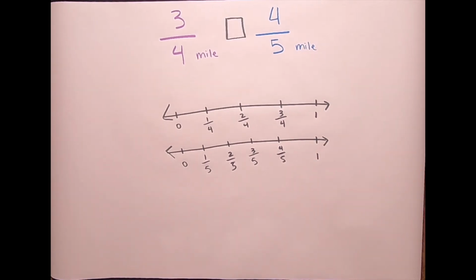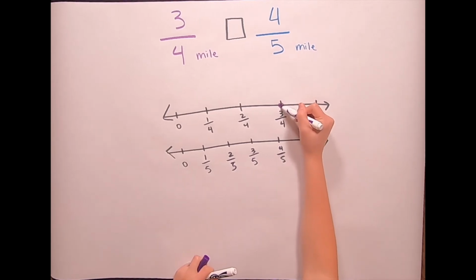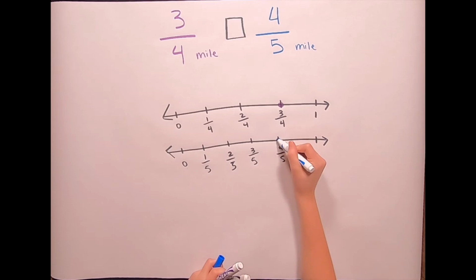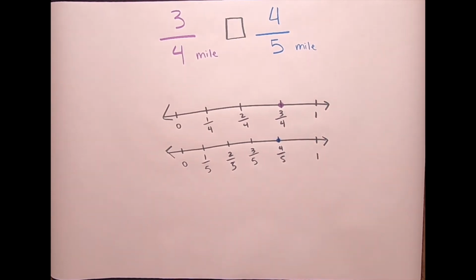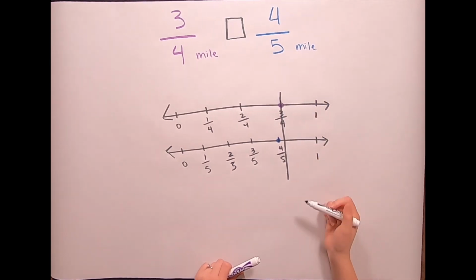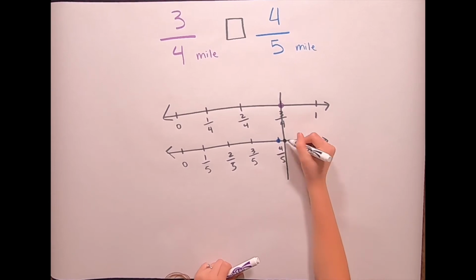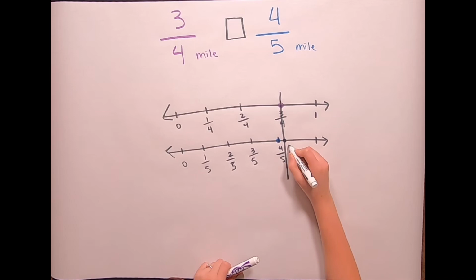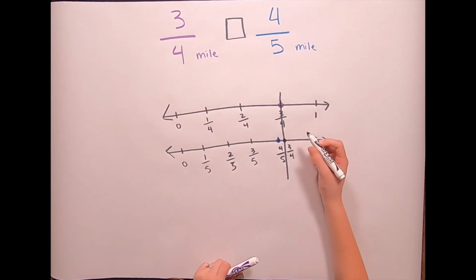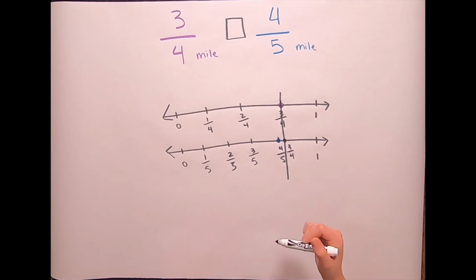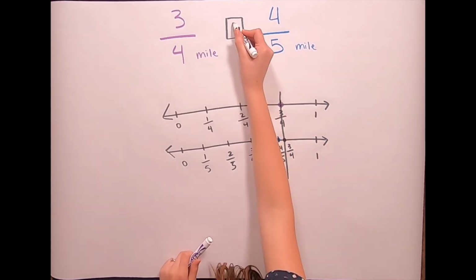So I'll draw a dot on 3/4, and I'll also draw a dot on 4/5. Then we'll take a line and draw it through our 3/4, and you see it hits a little bit greater than our second number line. And this point right here is 3/4. And it looks like 3/4 is greater than 4/5.